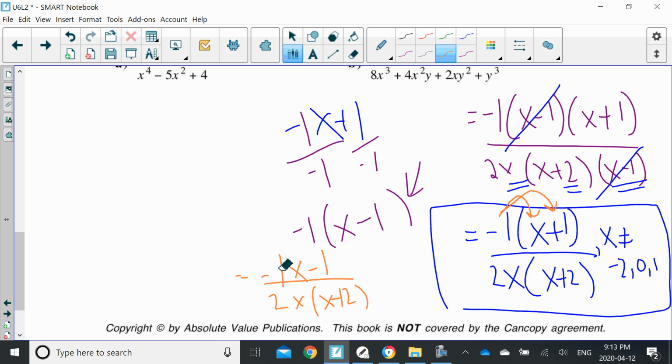I would accept this on a test. However, they really want the answer in completely factored form, which would be this one. So I would argue that this is even more correct.